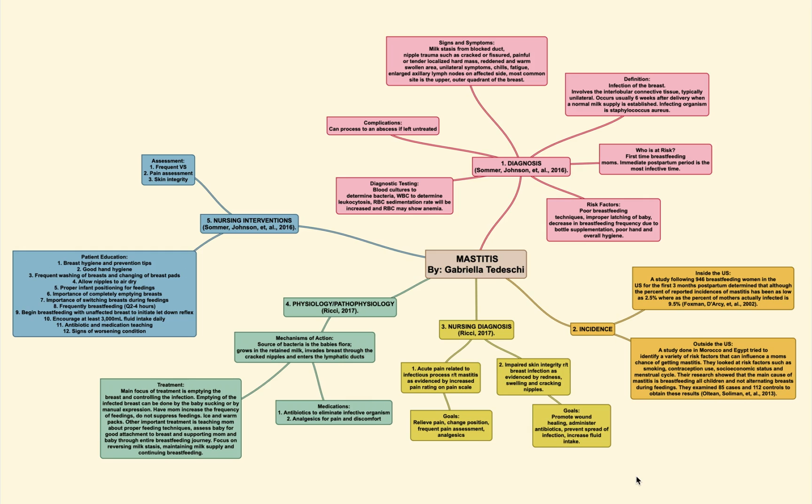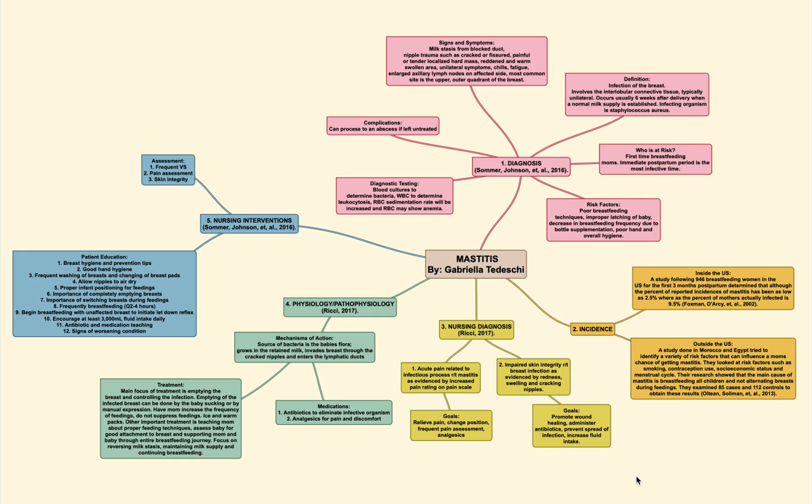So first the definition. Mastitis is an infection of the breast. It involves the interlobular connective tissue and is typically unilateral. So typically it only affects one breast rather than both. It occurs usually 6 weeks after delivery of the baby and when a normal milk supply is established. And the infecting organism is Staphylococcus aureus.